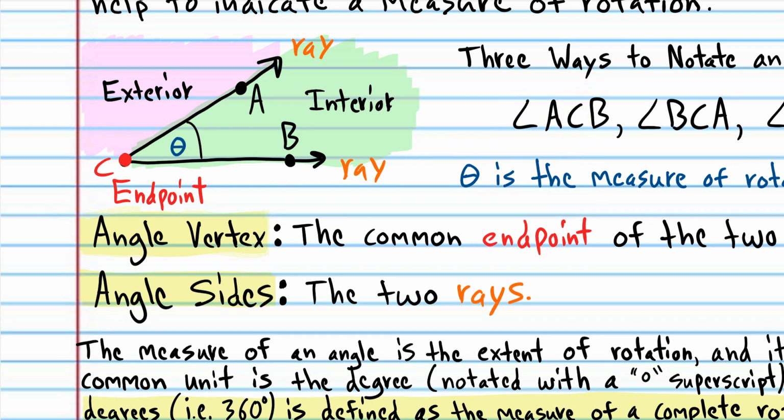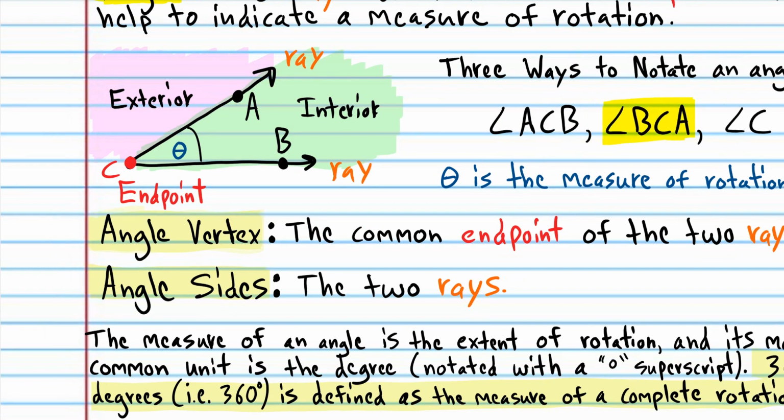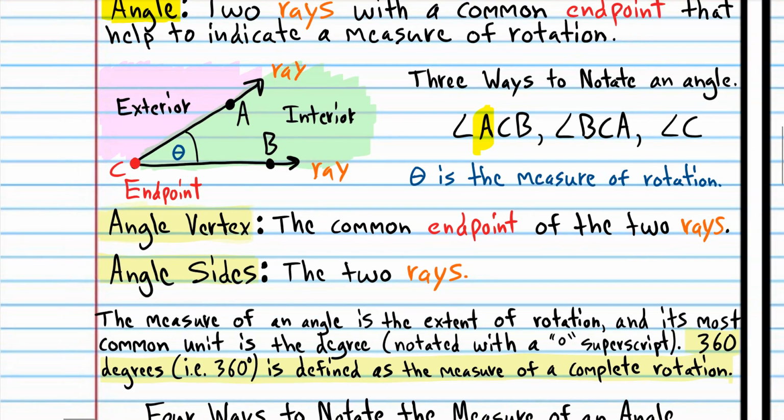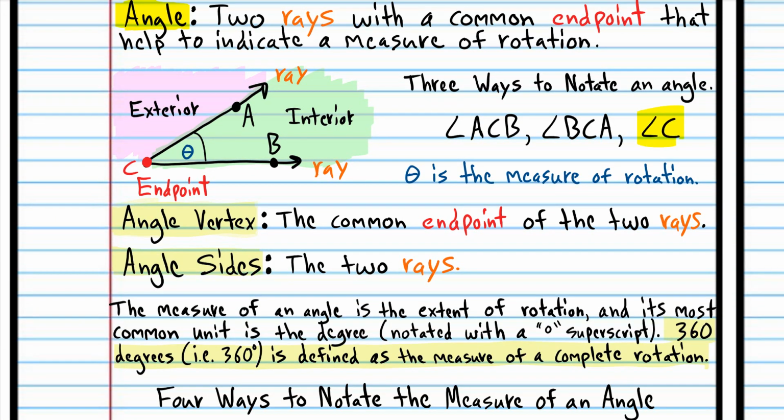If you write angle ABC, that notation does not represent this angle. That's improper notation. C has to be in the middle. Here's a different way to write the angle, but again, C is still in the middle. As long as C is in the middle and these two other letters are on the rays, then that's proper notation. In some cases, we can actually write just one letter, the letter of the endpoint, but there is some ambiguity that comes in that situation.